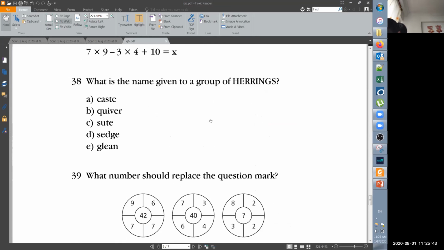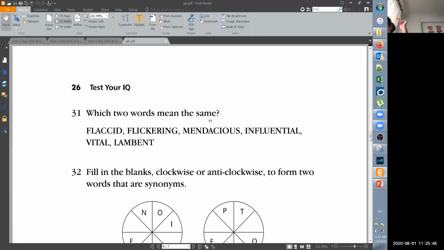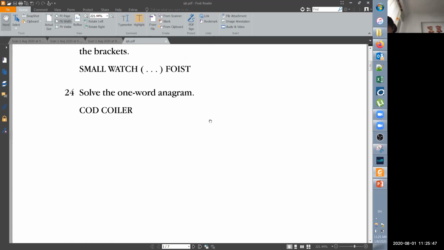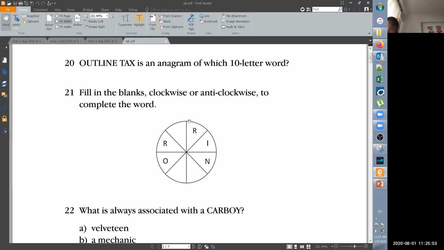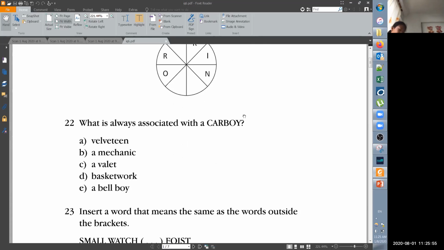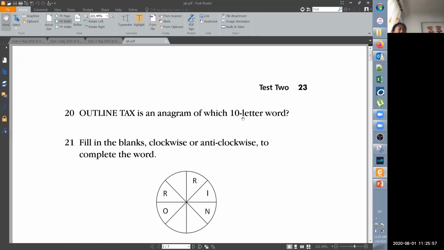the IQ question, right? Is this the one? Yeah, this is the one. This is, let me see. This is test 2.